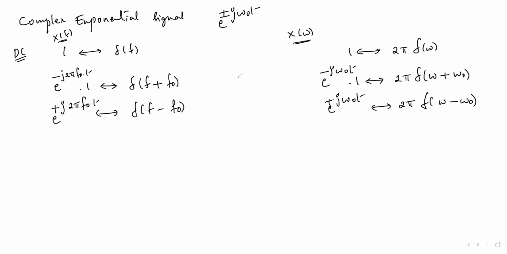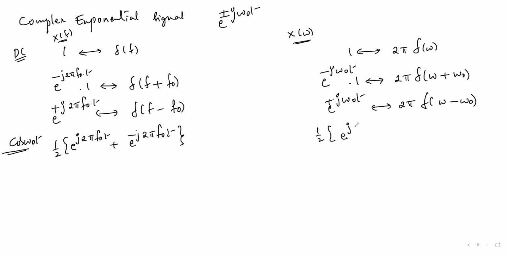If we have this, we can express cos and sine signals in terms of complex sinusoids. So first let us take cos omega naught t. What is cos omega naught t? It is e to the power of j 2 pi f naught t plus e to the power of minus j 2 pi f naught t divided by 2. So 1 by 2 into this one. Whereas in omega analysis, it is 1 by 2 into e to the power of j omega naught t plus e to the power of minus j omega naught t. These are the corresponding Fourier transform pairs.